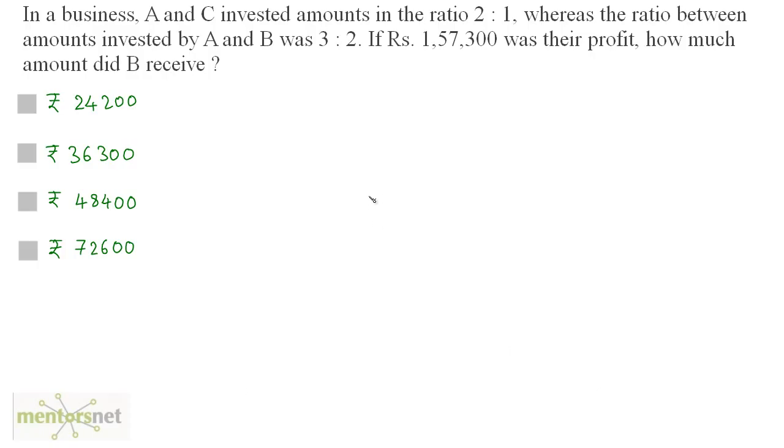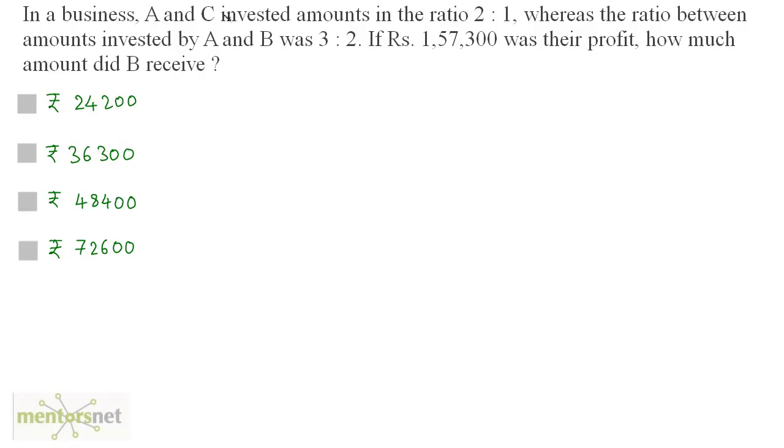Well, what is asked in this question? We want the amount of B. In order to get the amount of B, we will need the ratio of the profits earned by all of these parties, A, B, and C. And we have the complete profit given to us. And as always, we have been given the ratios of these investments.